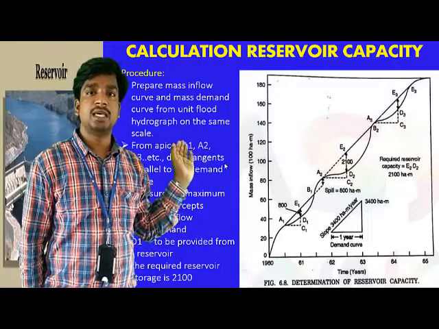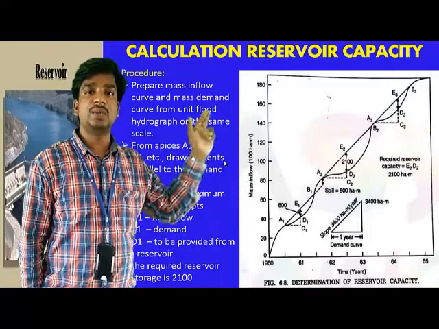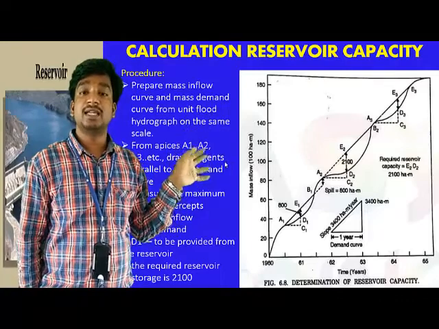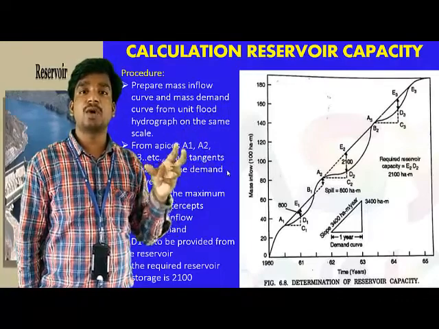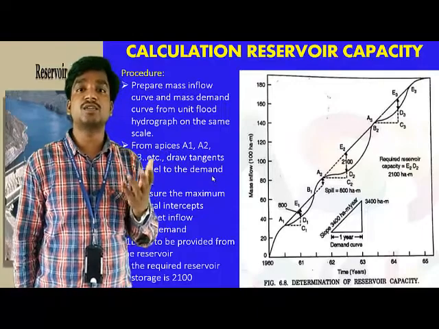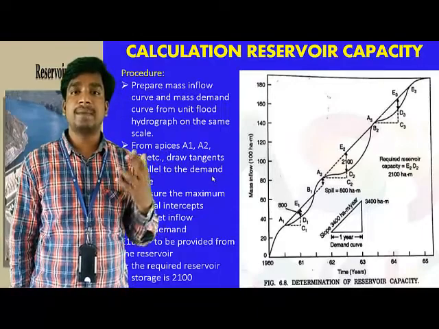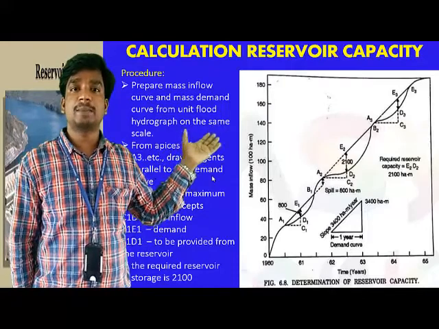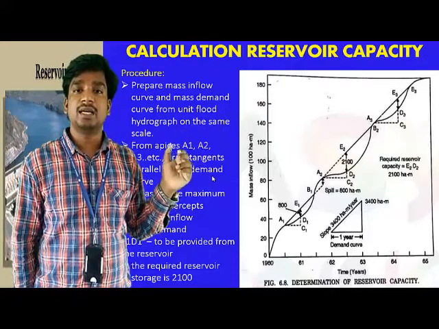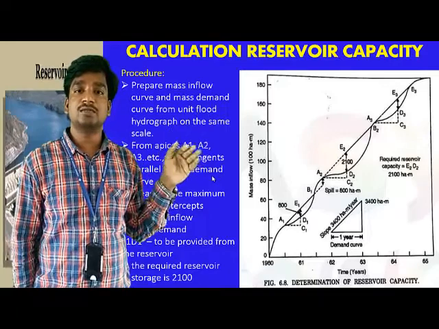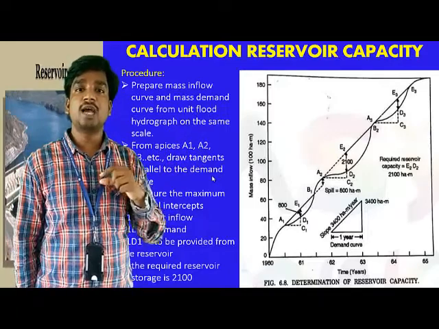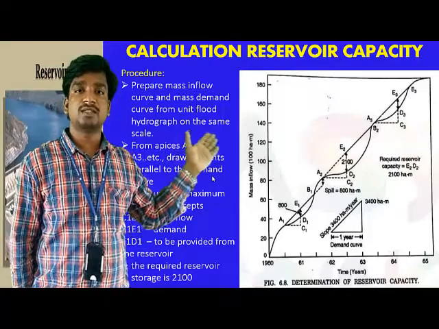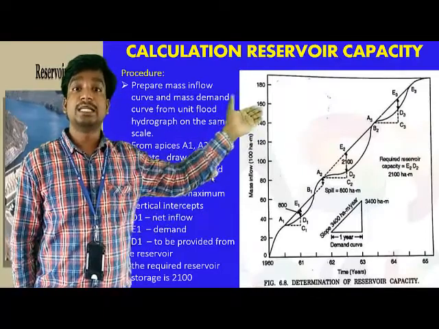Here you can see A1, A2, A3. These are the apexes, the maximum highest points of those particular curves. Apexes A1, A2, A3 are marked on the curves, and after marking these apexes, what we have to do is draw a tangent between the apexes. The tangents are drawn with respect to the demand curve.